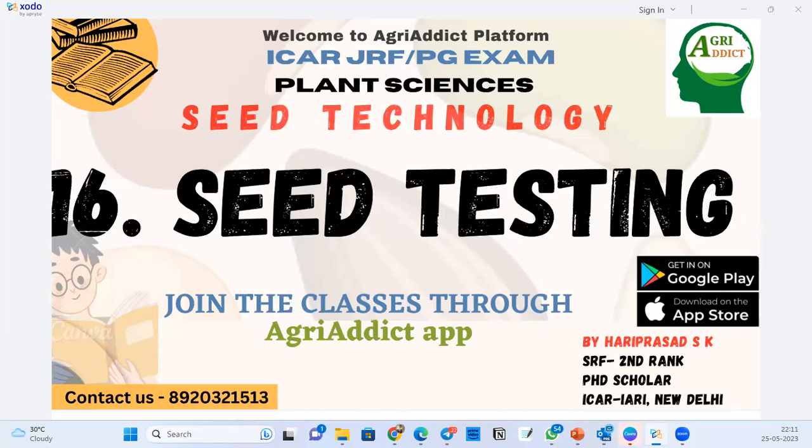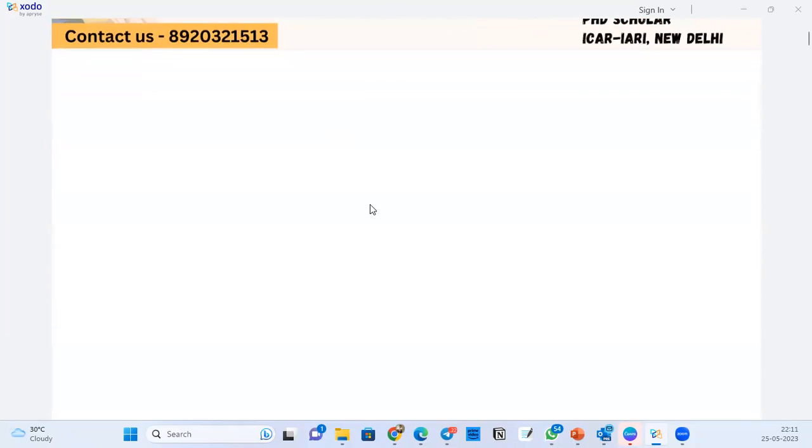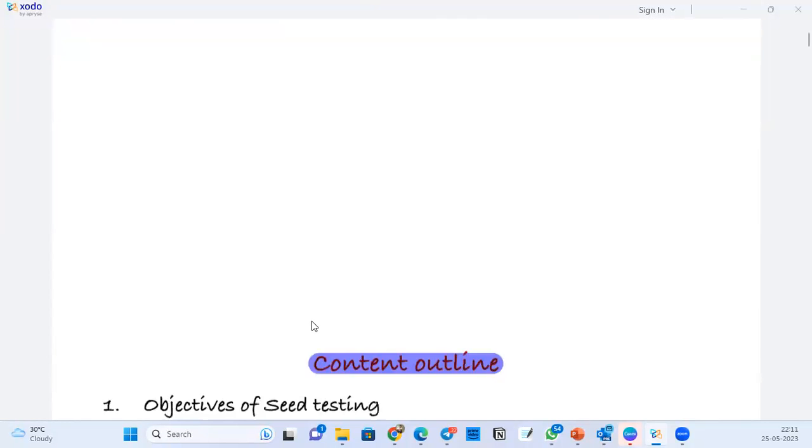So before starting our discussion about seed testing, we'll talk about the history of seed testing: how it started, where it was initially started, and what the different institutes or organizations were that were established. Okay, this was just a brief overview of what we are discussing today. So let me talk about the outline.